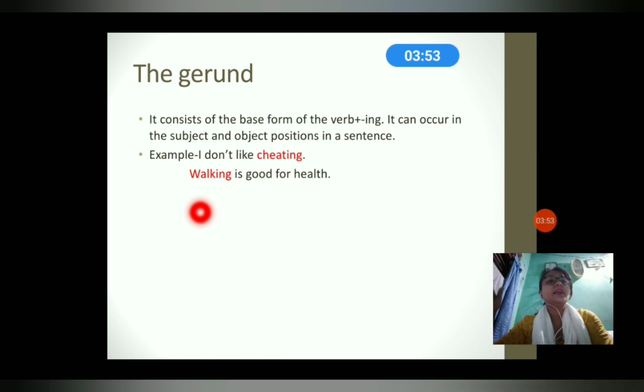So smoking is a kind of gerund and it's a non-finite verb, and smoking is a gerund, and that is in what position? It is in the subject position. So that is an example.